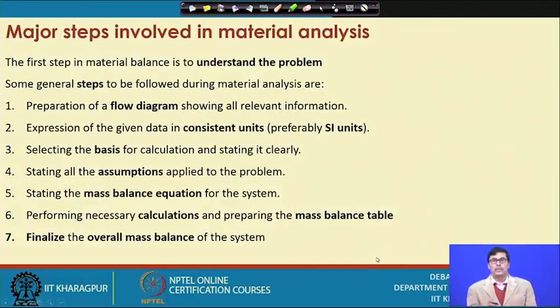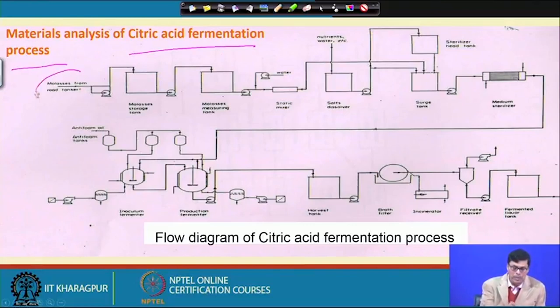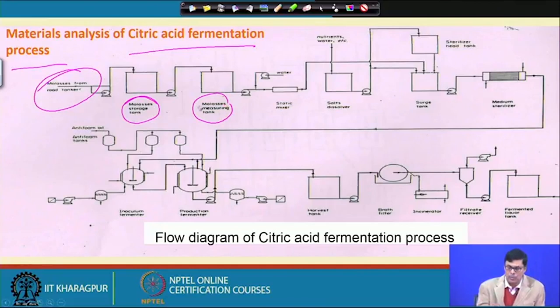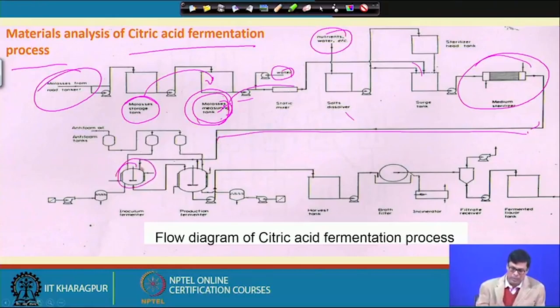Now, one important thing is the material analysis of the process. First we have to prepare the flow diagram. This is the flow diagram of the process, for which I have given the example of the citric acid fermentation process, where cane molasses is used as a raw material. First it is stored in the molasses storage tank, which is located at the gate of the industry, but the molasses measuring tanks are located at the fermentation plant. From this you take the desired amount of cane molasses, which contains about 50% sugar. We dilute it with water and nutrients, and then mix thoroughly before it passes through the sterilizer. After sterilization we take it to the inoculum vessel for preparation of the culture, and the production fermenter for production of the media.